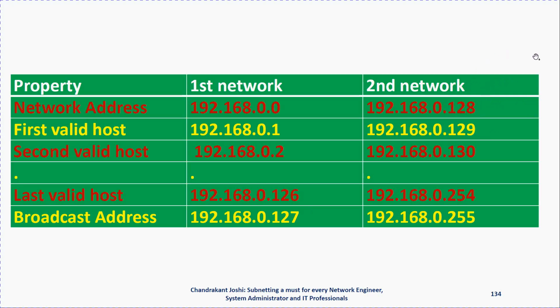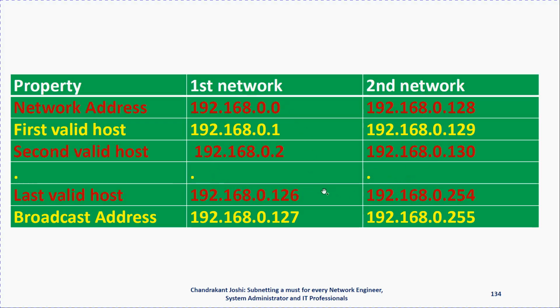128 plus 128 is 256, but 256 has no place in octet because minimum is 0, maximum is 255. So that network does not exist. But that value is 256. So 256 minus 1 is 255. Alternatively, you can always remember that the last network will always have the broadcast as 255. So my broadcast for the second subnet would be 192.168.0.255. So these are my two subnets.